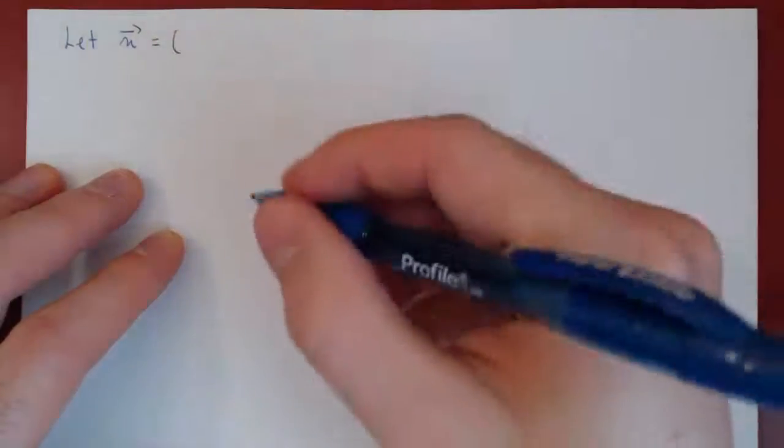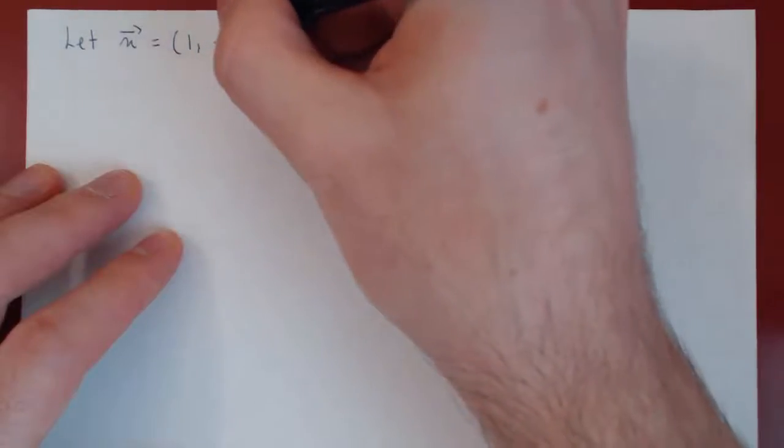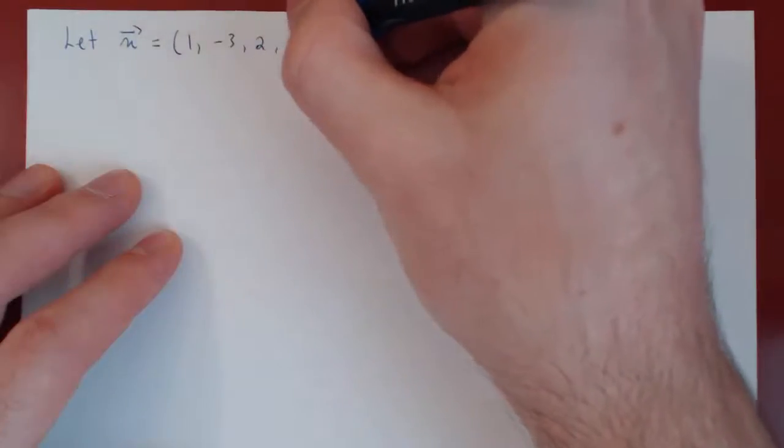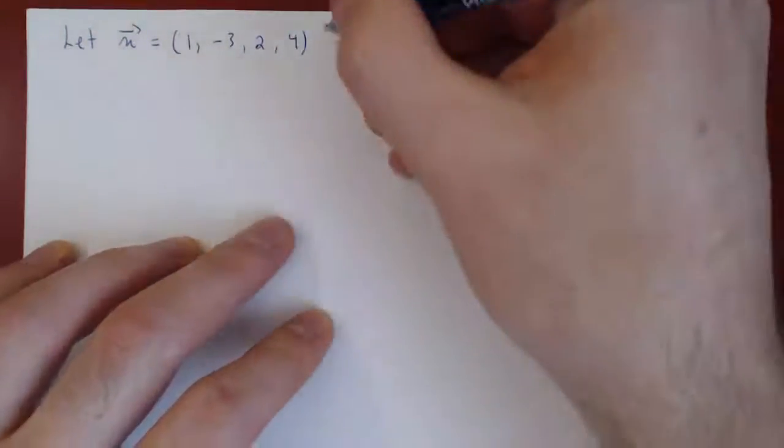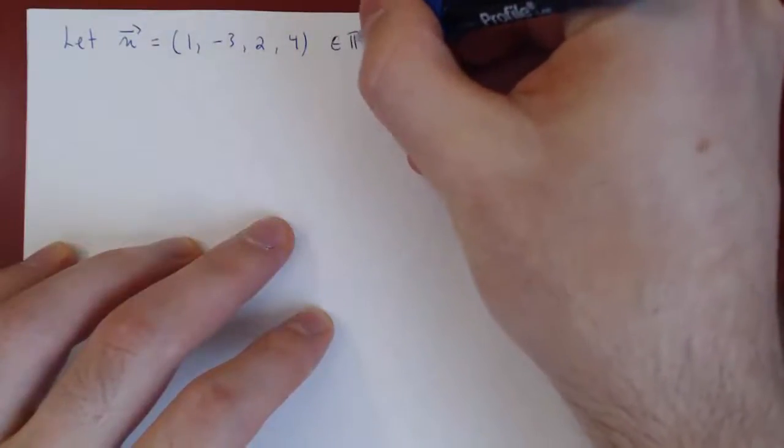Okay, so in this video, we are going to consider an example of the subspace theorem. So consider the following problem. We'll choose a vector u in R4, and suppose we take the vector (1, -3, 2, 4). So we have a vector with 4 coordinates, therefore this is a vector in R4.